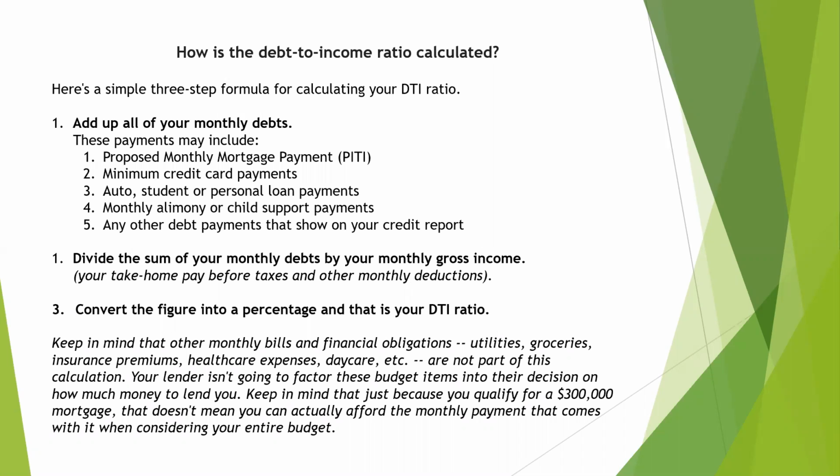Basically, debt ratio is calculated like this: we take your proposed monthly payment for your house, your credit card minimum payments that show up on your credit report, your personal loans and student loans, your auto loans, and any alimony, child support, or any type of payments like that. That comes up for your total debt. We divide that by your gross income. So again, if your total debt is $250 per month and you make $1,000, you're at a 25% debt ratio.